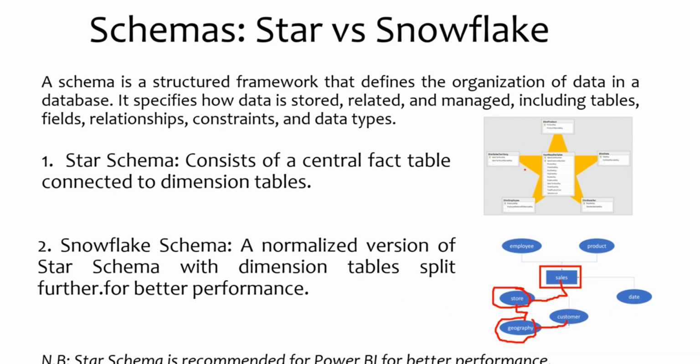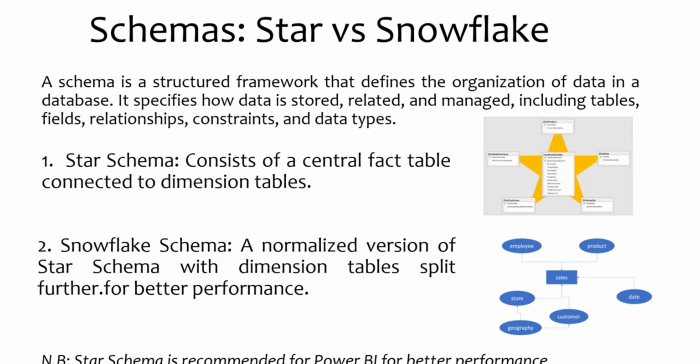But in a star schema, only one of the dimension tables is connected to the fact table in a star-like shape. So you don't have something like this, or something like this, or this. No, it is only connected to the central fact table. Like I said, this is the most used. You can note, star schema is recommended for Power BI for better performance. Star schema is what you should be using, right?